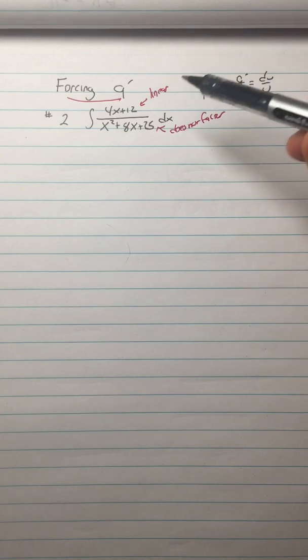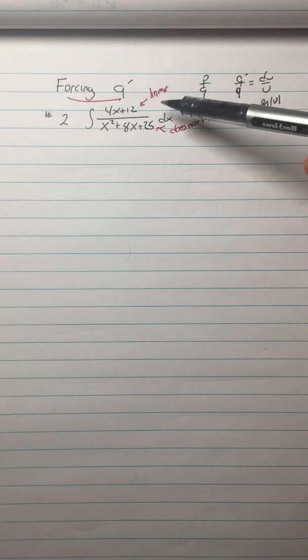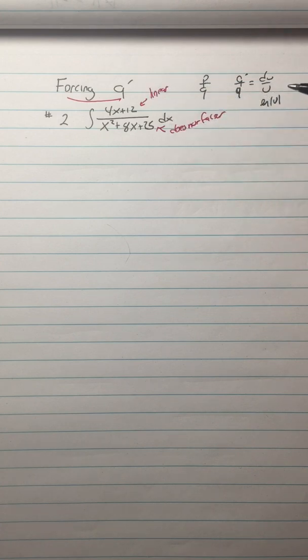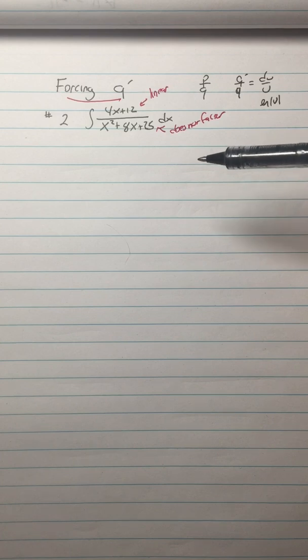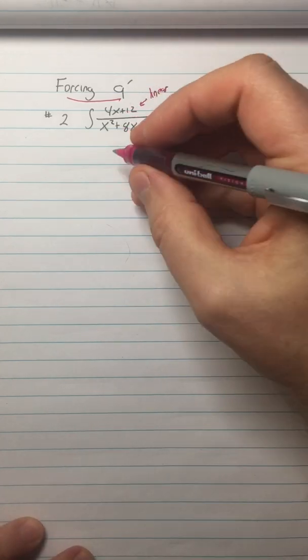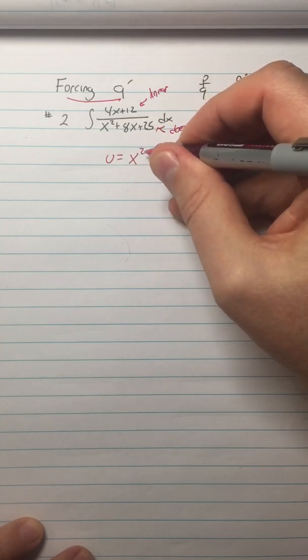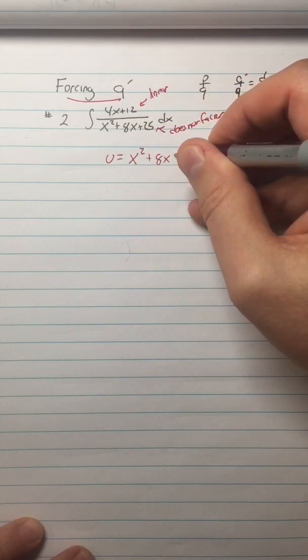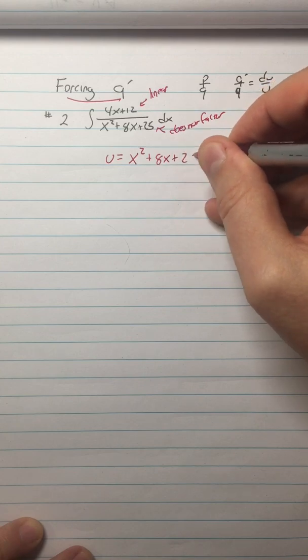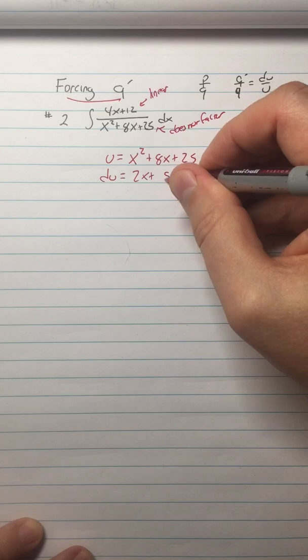The only reason I'm talking about that is because how do we know we're going to do this technique forcing q prime? Because the numerator is linear and the denominator does not factor, and I don't have q prime over q. Not yet anyway. But that's the idea, I'm going to force it to be q prime over q. So let's say I should check to see if I can use a u substitution anyway. If I did do a u substitution, what would the u be? It would be the denominator, x squared plus 8x plus 25. Then what would the du be? It would be 2x plus 8 dx.